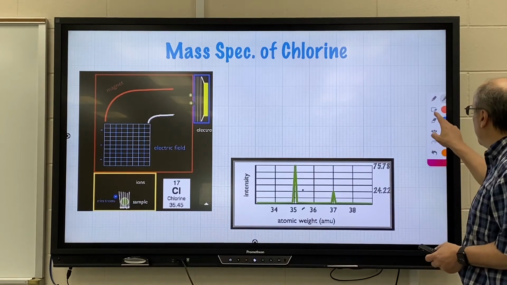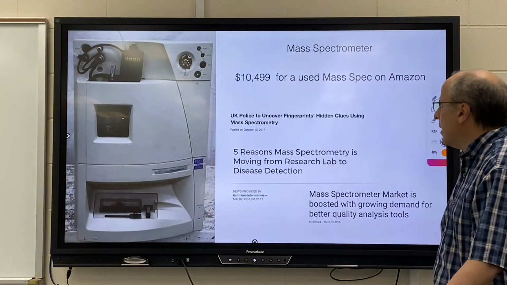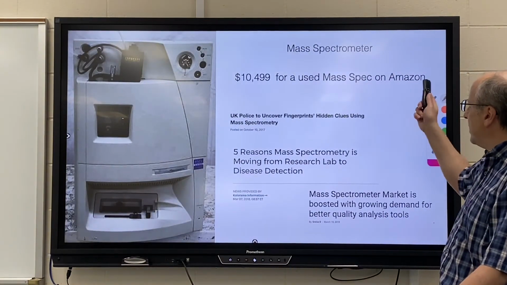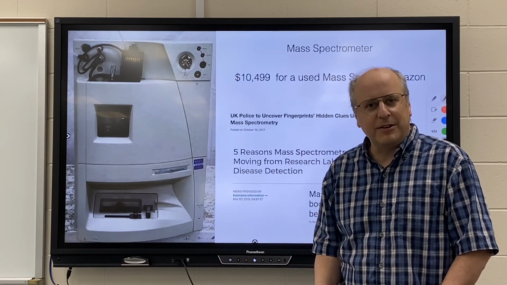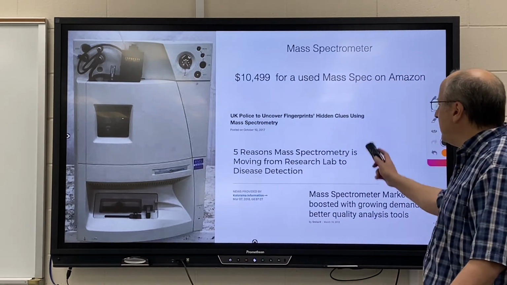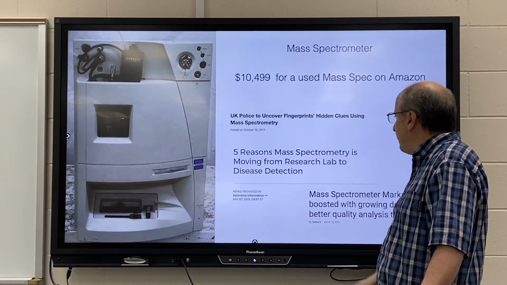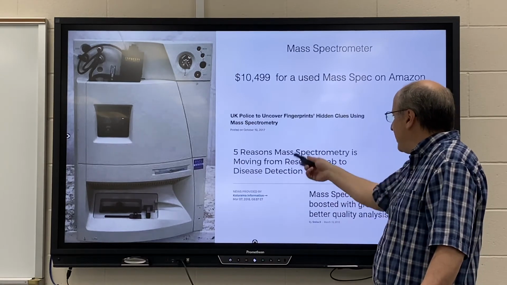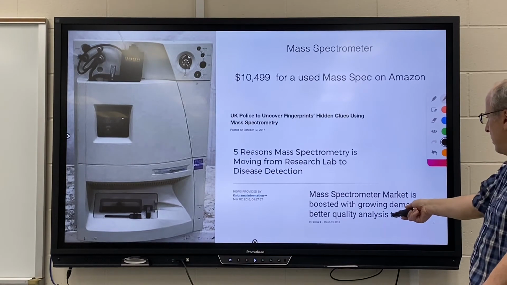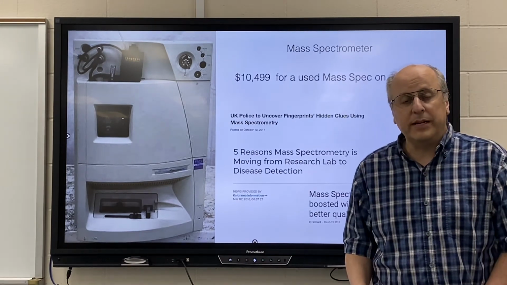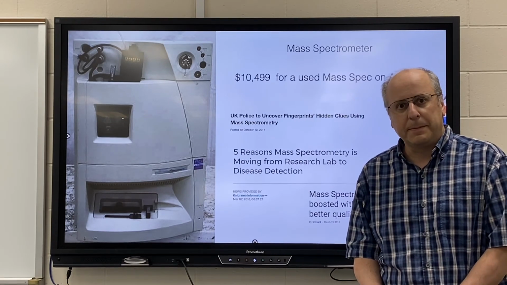So again, it's called the mass spectrometer. It is a very important scientific device, and it works off of force magnetism. If you wanted to buy one, you could buy one on Amazon for about $11,000, so probably not something you want to have in your basement. However, you can see that it's used in a lot of different areas, from uncovering fingerprints to detecting disease, which is kind of important, and you can see how the market for them is increasing as we get more and more sophisticated with our high-tech equipment.